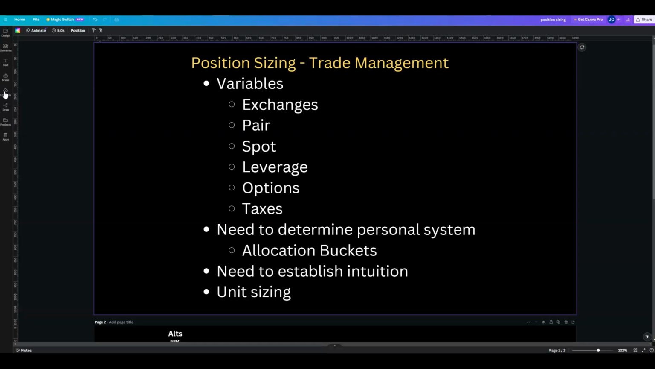Anyway, I had a question about position sizing, and I haven't really talked about this, maybe ever, because it's not something I'm great at, admittedly, and it's just so highly personal, depending on your trading style, where you're at in the world, which exchanges, which pairs, are you spot, are you leverage, are you options, do you worry about taxes, is this a tax-free vehicle that you're trading, right? So there's tons and tons of variables to consider.